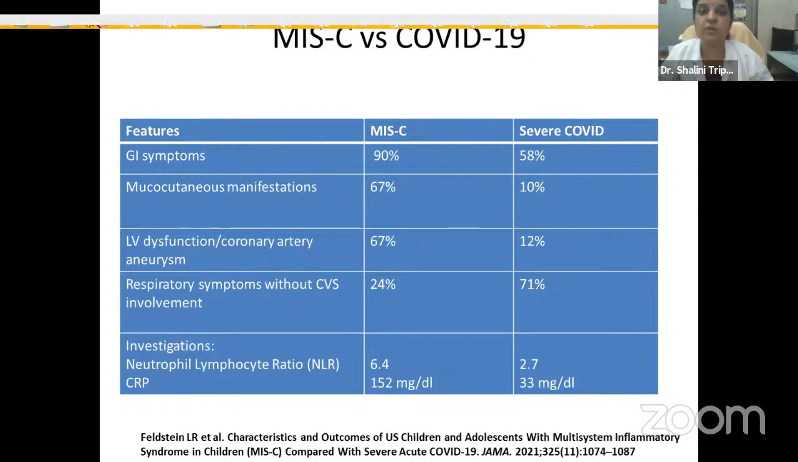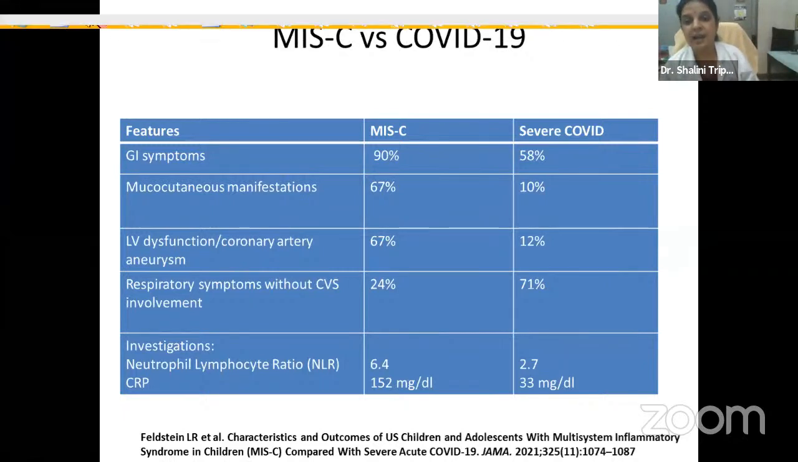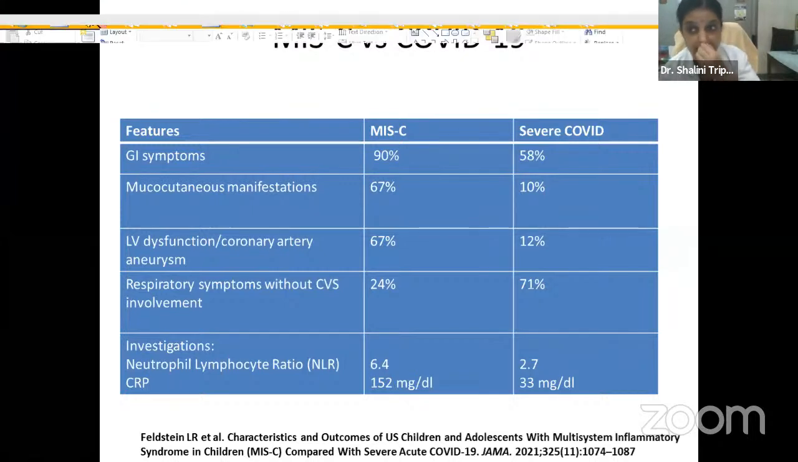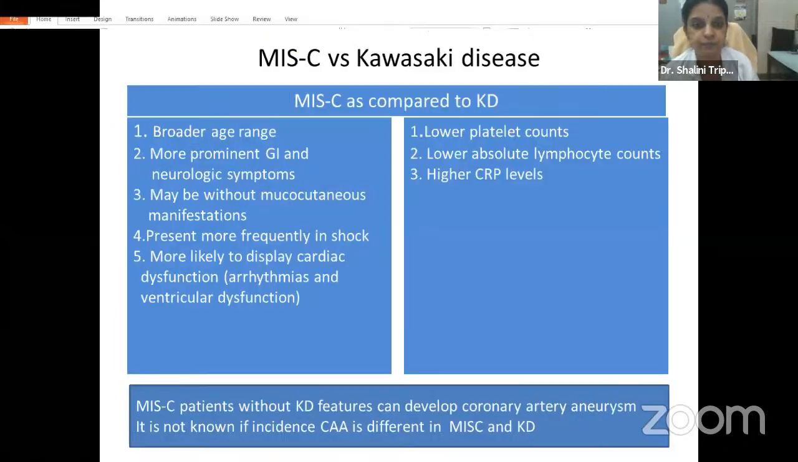So all these things will be found in both. Most of the symptoms will be affected in both. Even the CRP will be raised in both, but CRP will be much higher in MIS-C. In MIS-C you will find more cardiac involvement, and in severe COVID you will find more pulmonary involvement.